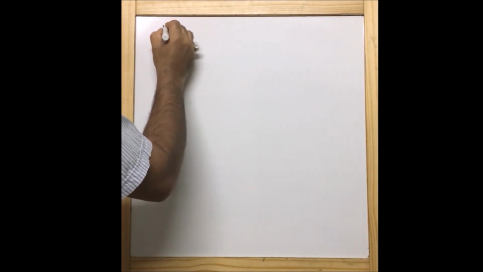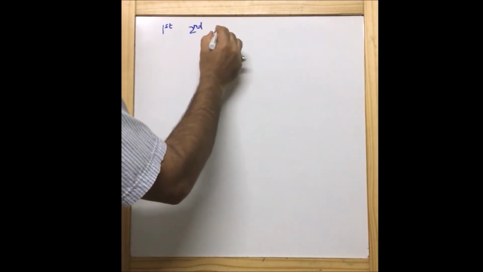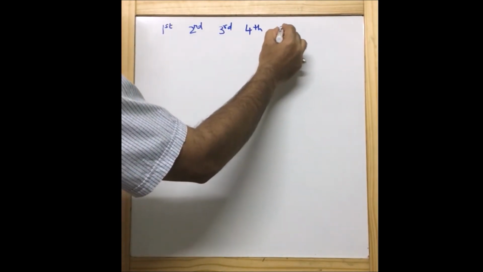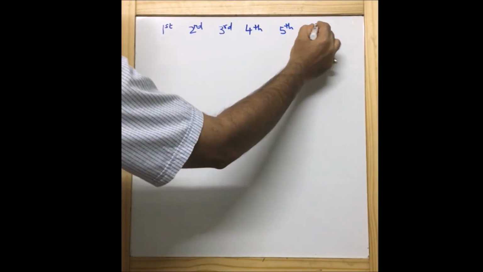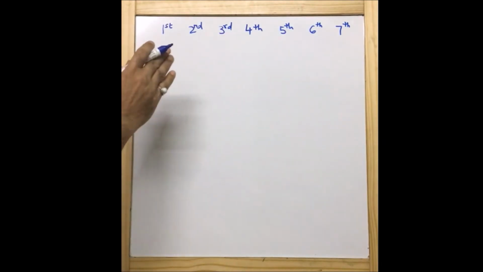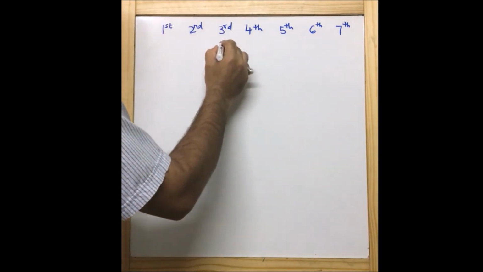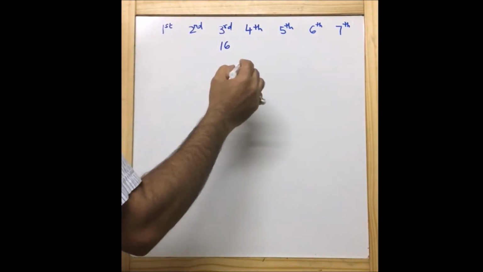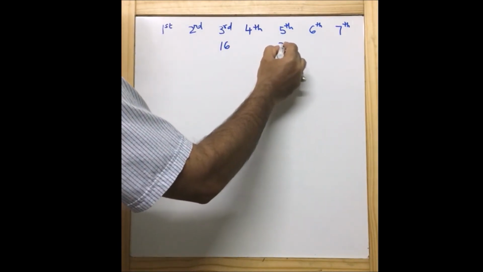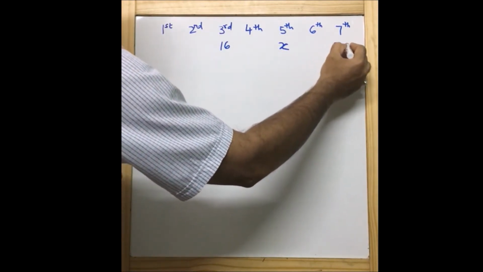As usual, I'm going to put these things in a tabular form so that it will be easy for us. First, second, third, fourth, fifth, sixth and seventh. So these are the seven terms of one given arithmetic progression. As per the question, the third term is 16 and the seventh term exceeds the fifth term by 12. So let us assume the fifth term is x. If the fifth term is x, then definitely the seventh term will be x plus 12.